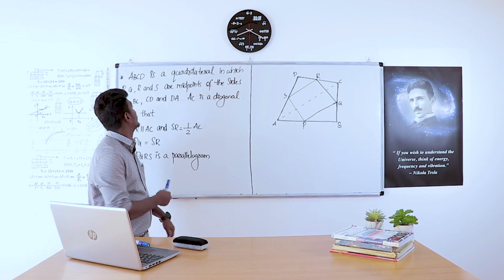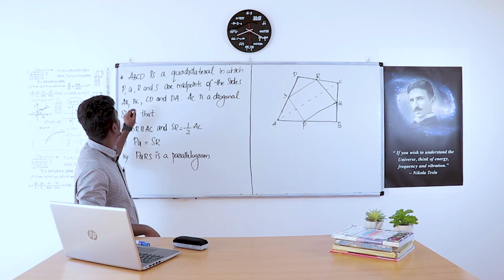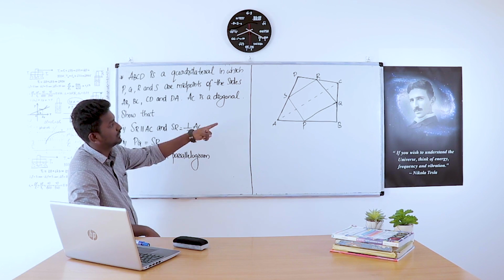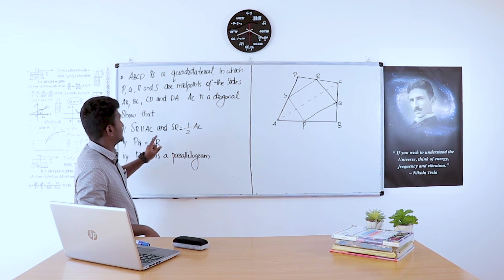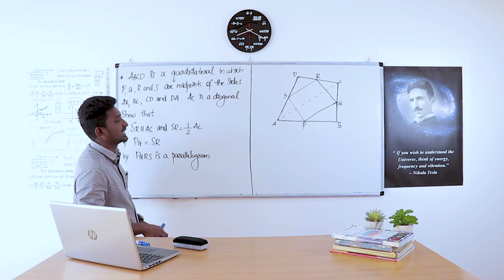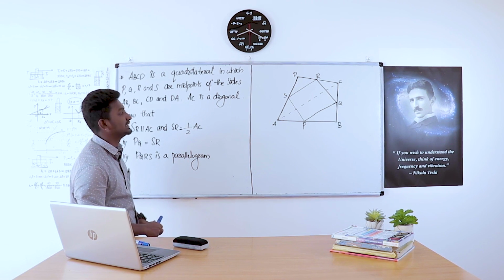Now look at the last question of this chapter. The question is: ABCD is a quadrilateral in which P, Q, R and S are midpoints of the sides AB, BC, CD and DA. AC is a diagonal as shown in the figure. Show that first, SR is parallel to AC and SR is 1 by 2 AC, that means half of AC is SR. Next, we have to prove PQ is equal to SR. Then PQRS is a parallelogram. These three things we have to prove.